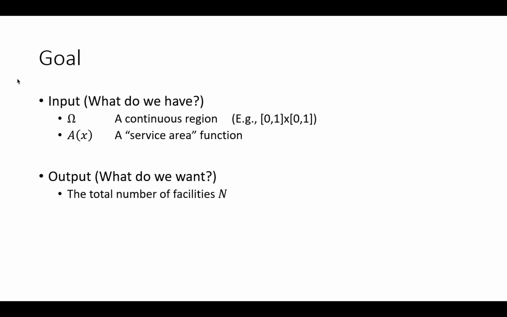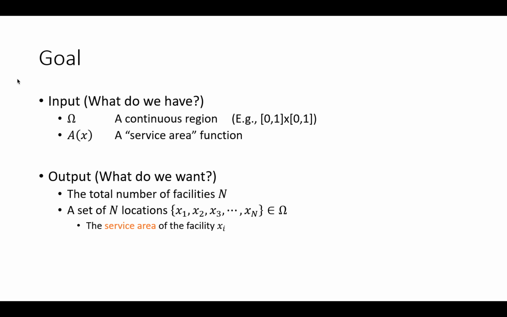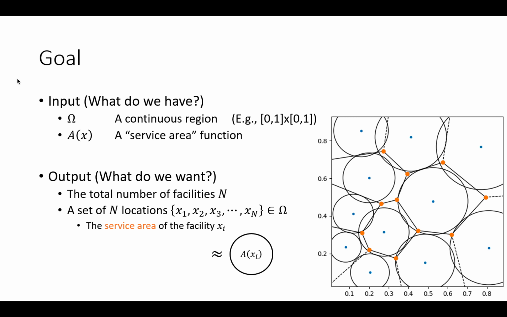And our goal, what do we want? Our goal is to find the actual number of facilities we want to build and their concrete locations. We want the set of n locations denoted as x1 all the way to xn in our region. And which set of solution is the better one, or which one is actually induced from our CA solution? Actually, we want our service area of the facility to approximately equal the service area given by A of x.